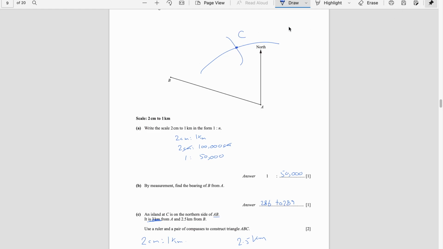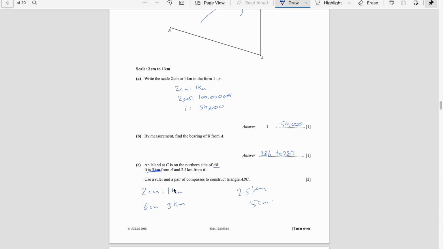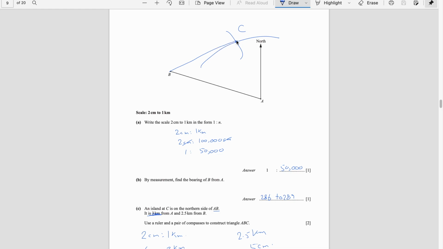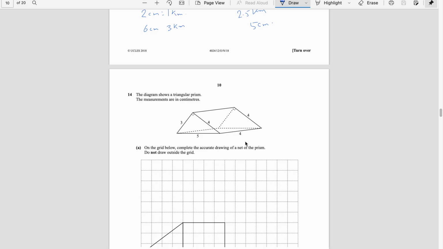The point where they intersect is C. Use a ruler and a pair of compasses to construct and then draw these two lines, and you get your A, B and C.